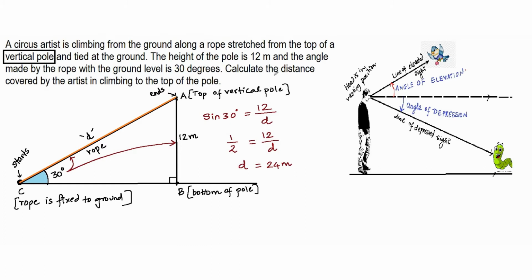Therefore, the distance covered by the artist in climbing to the top of the pole is 24 meters, right? This is the answer to the given question. So again, pausing for a few seconds before moving on to the next word problem.